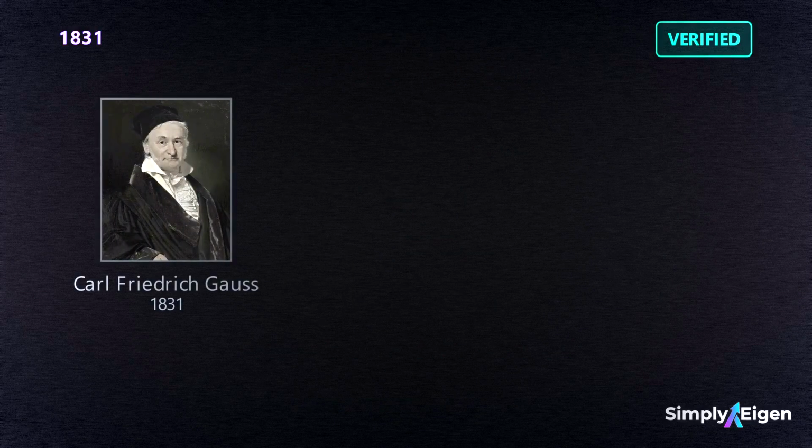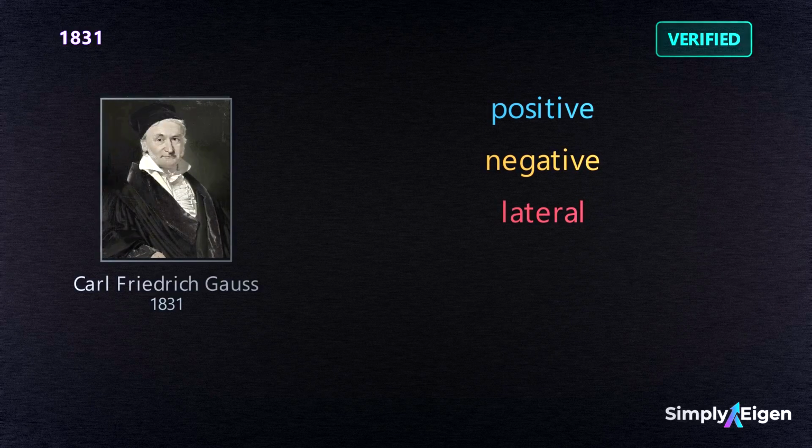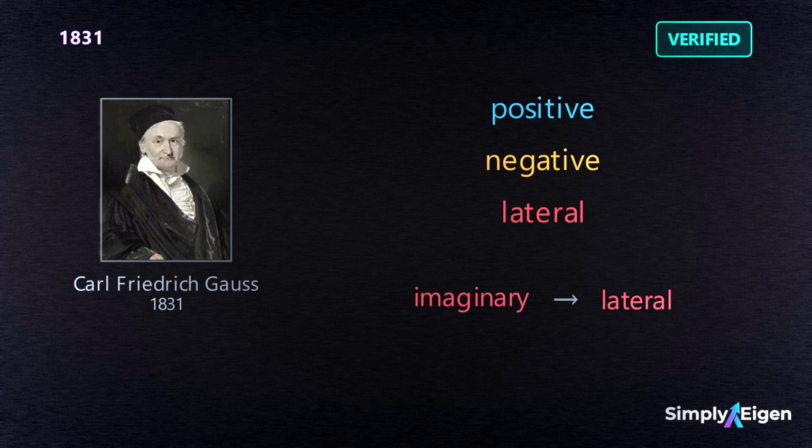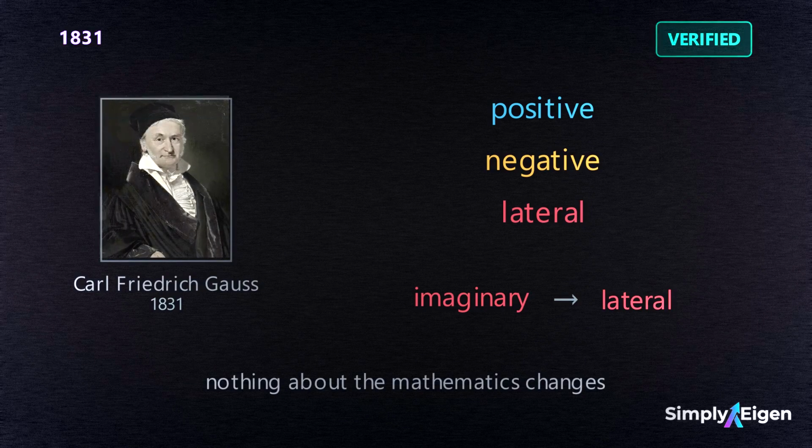Gauss, who had known all this for years, went further. He said the whole problem was the vocabulary. He suggested we should have called them lateral numbers. Sideways numbers. Positive, negative, and lateral. Imagine being taught that instead. Nothing about the mathematics changes, and the entire sense of it being a fiction just evaporates.